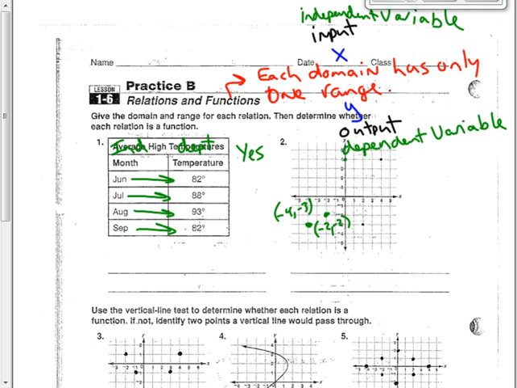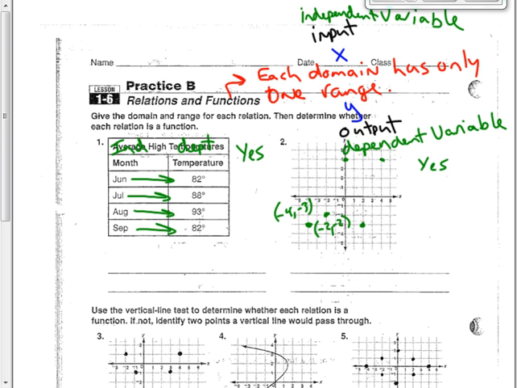Same thing with 0. 0 only has 1 point. There are not 2 points at x equals 0. Same thing with 2, and same thing with 4. There are not 2 points at each of those. So the question is, is this a function? And the answer is yes.